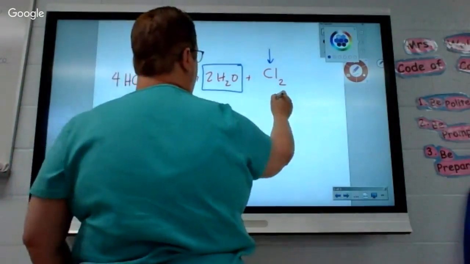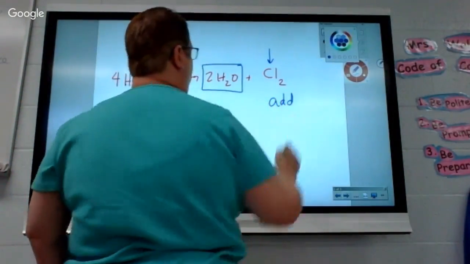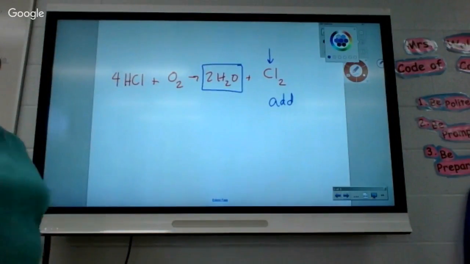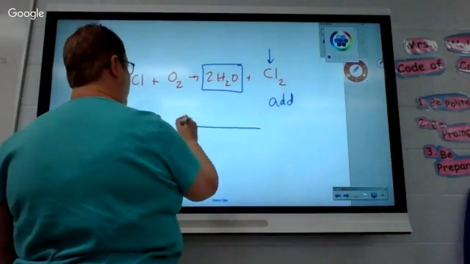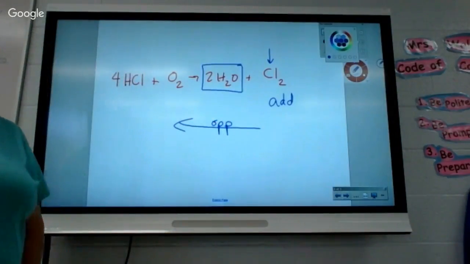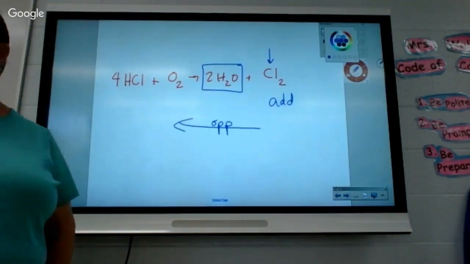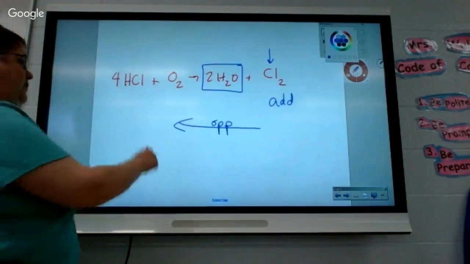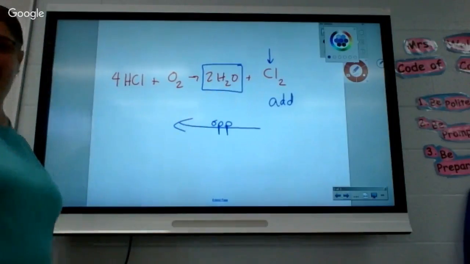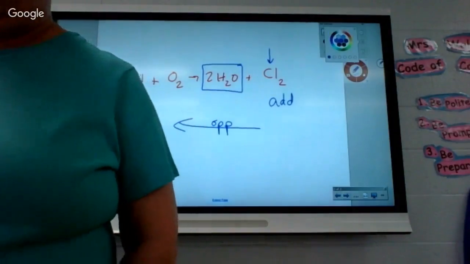Removing was B. I'm doing D. All right. This time I'm adding chlorine. So if I add chlorine, what's the rule if I add? To the other side. So if I add, I go to the opposite side. So the opposite side from adding is which direction? I'm shifting to the left. So if I shift to the left side, what happens to my water? It decreases.